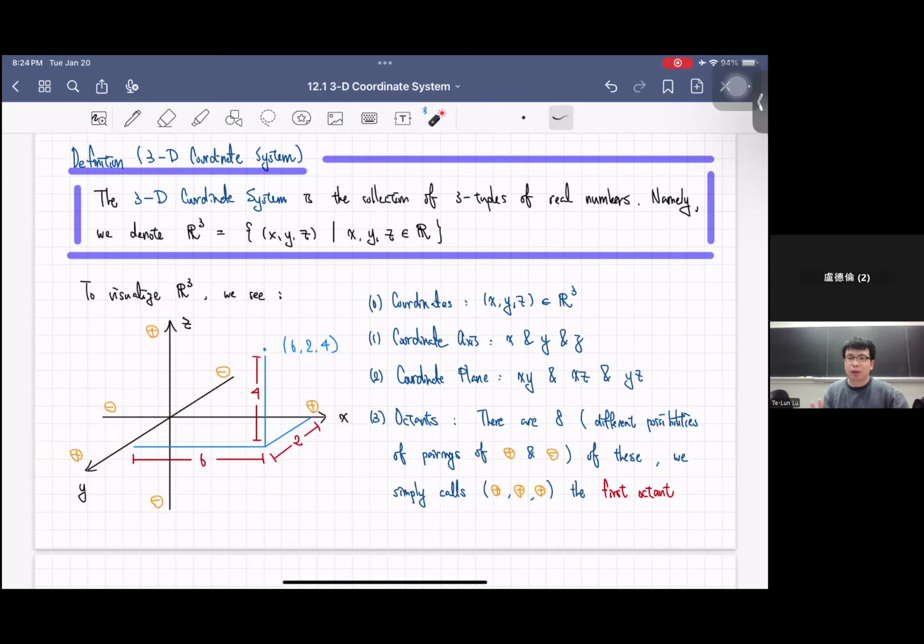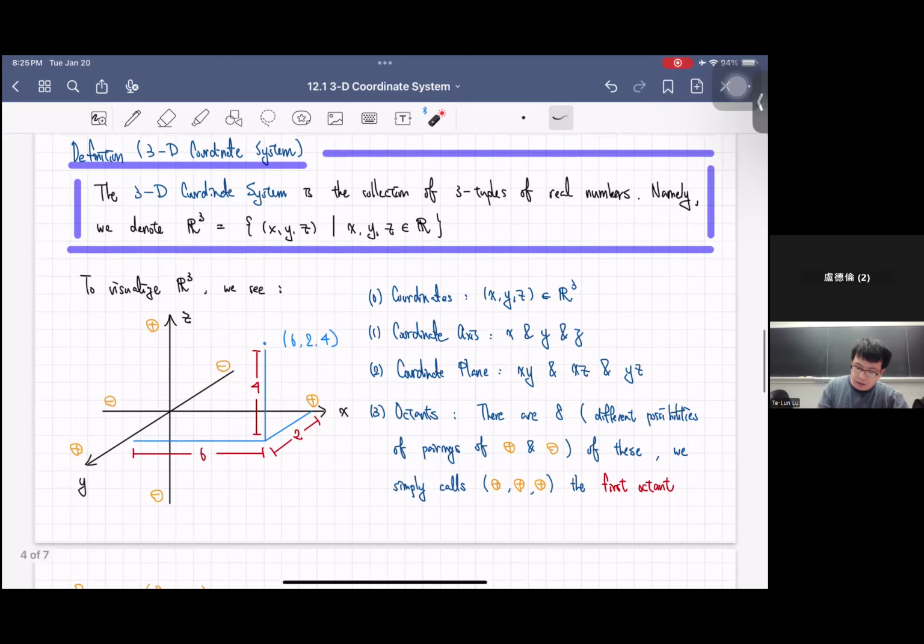Now, for a two-dimensional object, which is a plane, there are three planes that we are interested in: xy, xz, and yz. So, for instance, what is the xy plane? The xy plane is a plane that is spanned by the x-axis and the y-axis. So this is called the xy plane, okay?